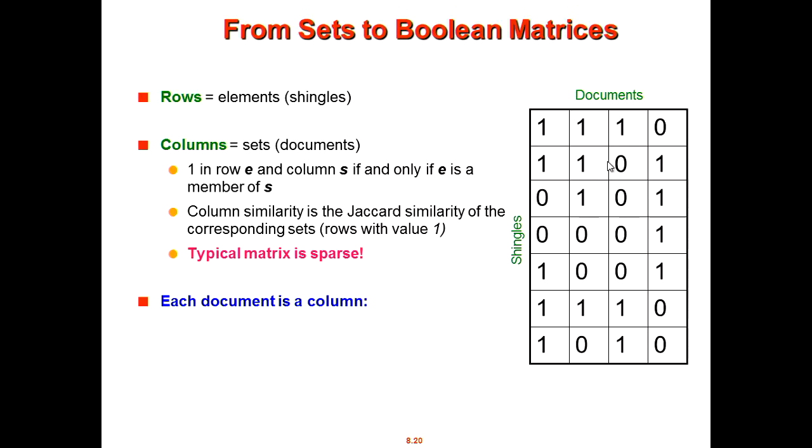Here is one such matrix example. Each row is a K-shingle, so a row represents the existence of one K-shingle in each document, and each column is a document. For example, take this column as an example. It means that the first, second, third, and sixth K-shingles are contained in this document. So that's the matrix representation.